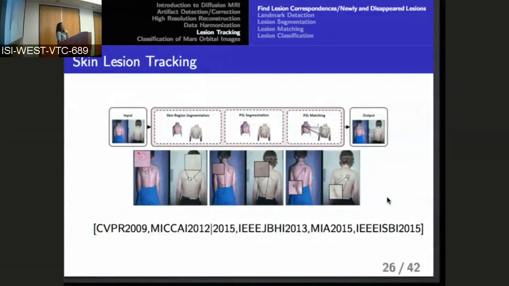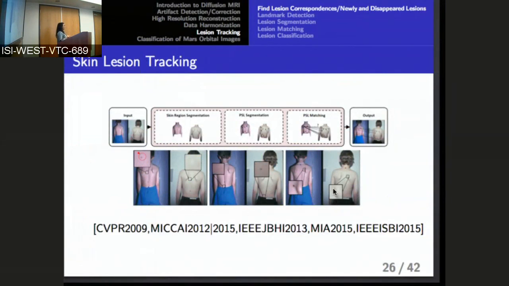Now I will switch to my project during my PhD. One of the projects I was working on was to design a pipeline for skin lesion tracking. The input to the pipeline was a pair of images taken from the same patient at 2 different times. For example, we take one image now, and 3 months later, we take another image of the back of the patient. In the output, we want to report the location of a disappearing mole or a newly appearing mole. Or for 2 corresponding moles, we want to say whether there is any change in size, texture, or color of the mole with time or not.